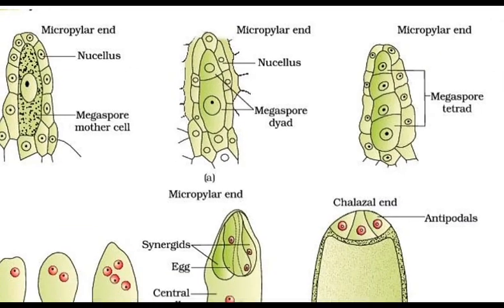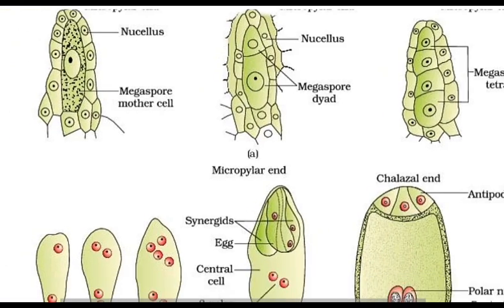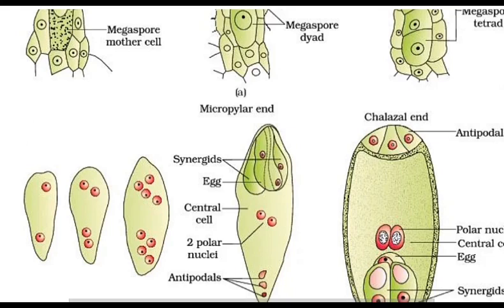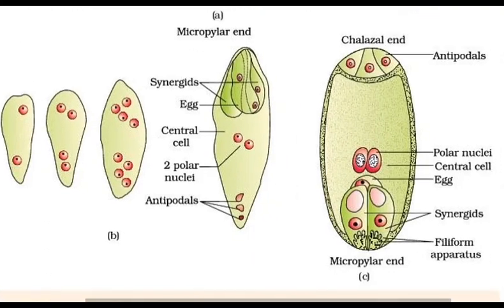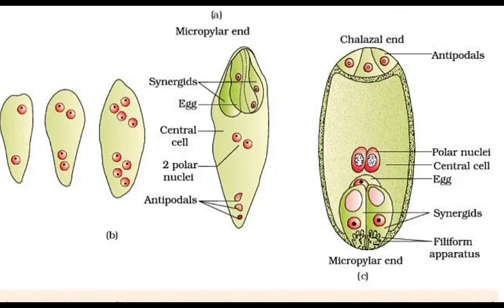Inside the ovary is the ovarian cavity, that is locule. The placenta is located inside the ovarian cavity. Ovarian cavity के अंदर होता है placenta. Recall the definition and types of placentation that you have studied in the 11th class. ठीक है। Arising from the placenta are the megasporangia, commonly called ovules.